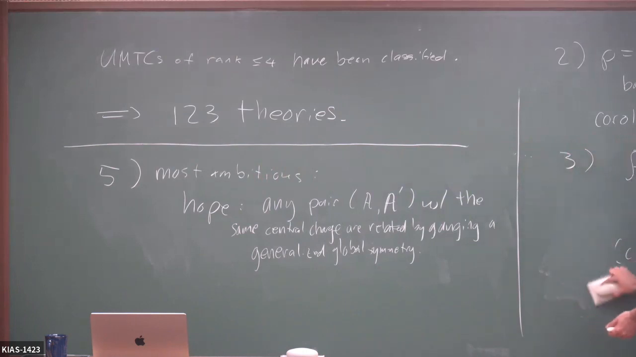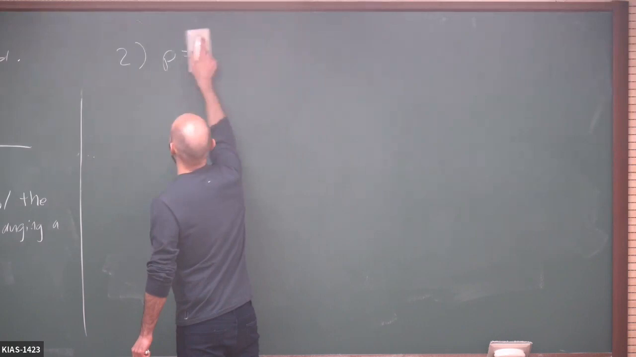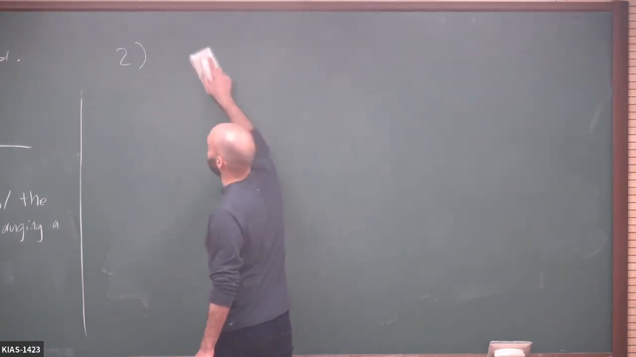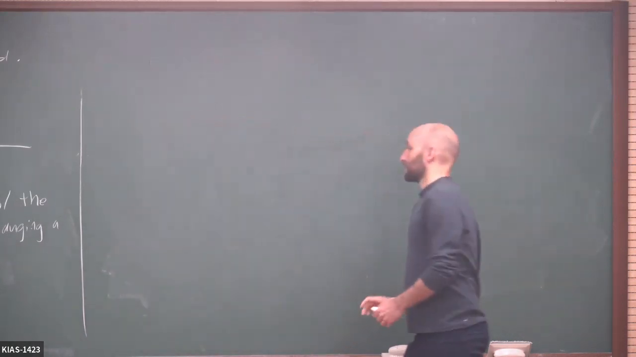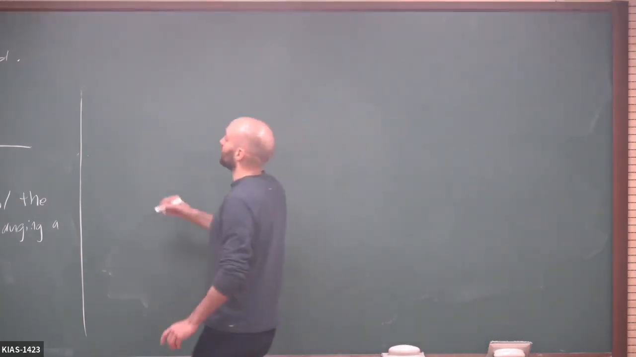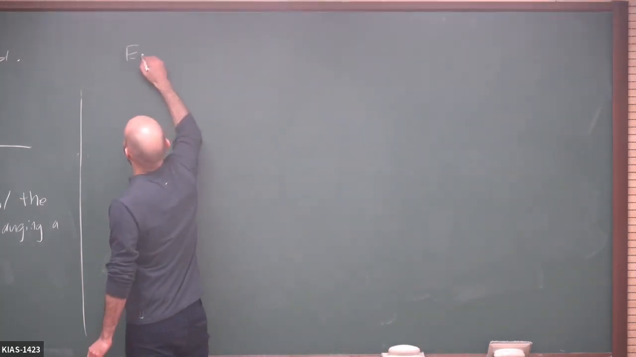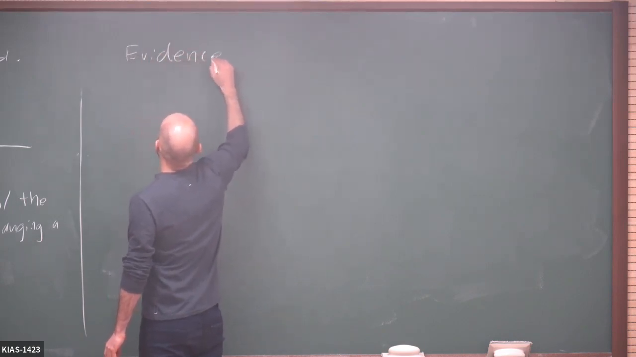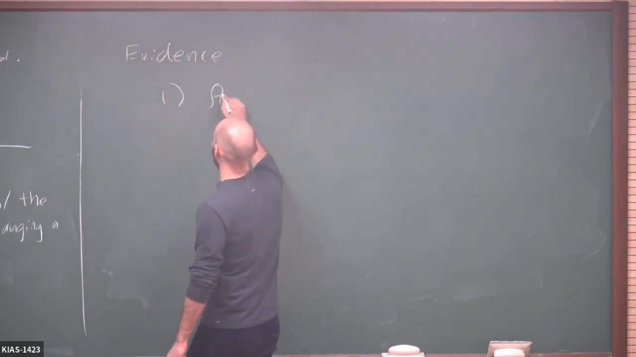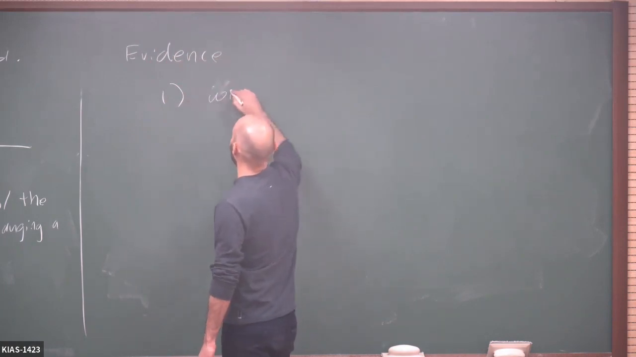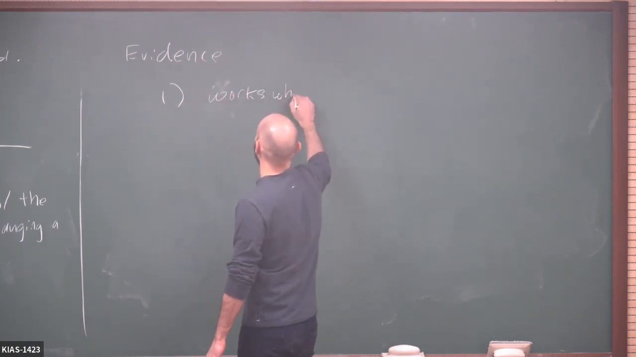What's the evidence? So yeah, this seems like an incredibly strong claim to make. In particular, this would imply that all I have to do is take tensor products of E8 and then gauge E8 to some power, and I can reach everything. So the evidence to support this is, one, that it's provably true when both A and A prime are lattice theories.